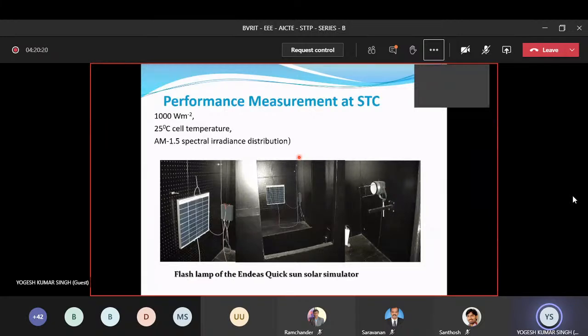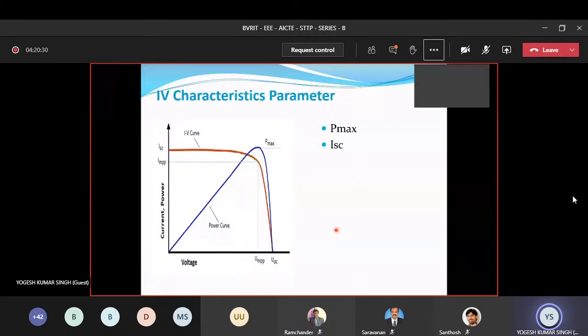So this is the flash lamp, the induced quicksand simulator, which is basically used for taking the IV characteristic of the module. Now this is a typical example of the IV characteristic, and these are the two parameters: one is the x-axis and another is the y-axis. In the x-axis we take the voltage parameter, and in the y-axis we take the current parameter. When we calculate the IV characteristic, this is the format given. Now, all the modules are working at the MPP condition. Suppose that is the P maximum condition, and that will come to this particular point.